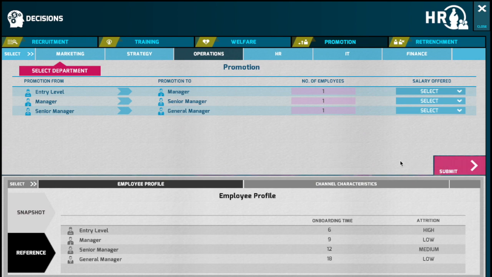The employees would get promoted at the end of every year. Please note that promotion is an annual process and you only will be in a position to promote employees at the end of every gaming year.